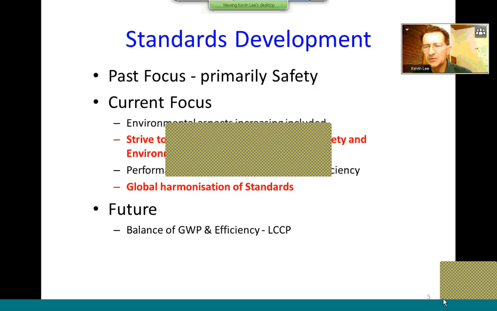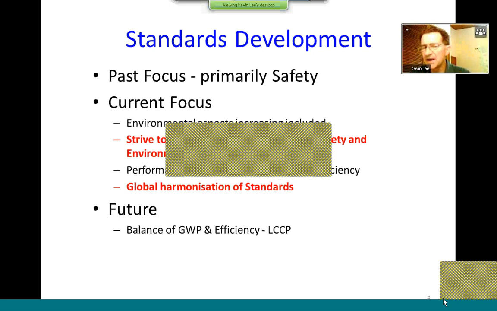The first of these is that we've got to strive to achieve the best balance between safety, both for the worker and the consumer who's using the product, and the safety of the environment. So it comes down to a personal safety level and the safety of the environment for the whole globe. We've got to achieve the best balance between those two. And unfortunately, a lot of the time, this is a compromise.